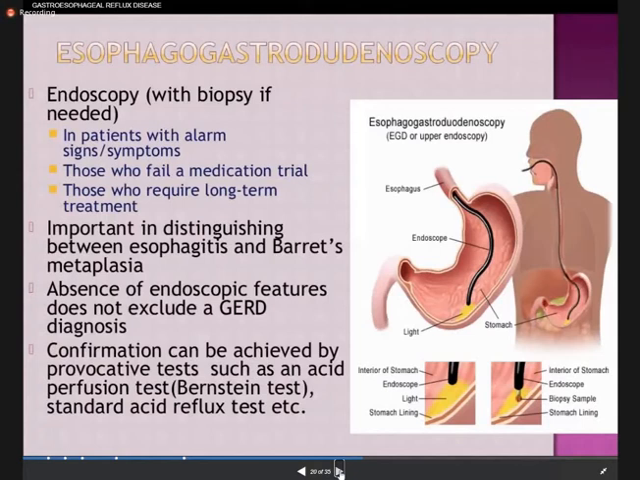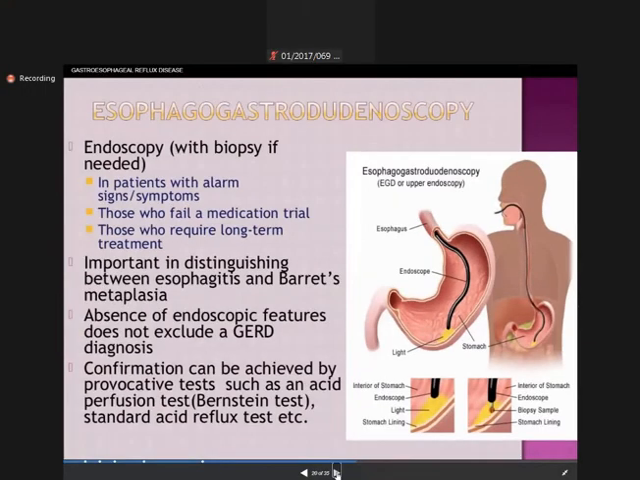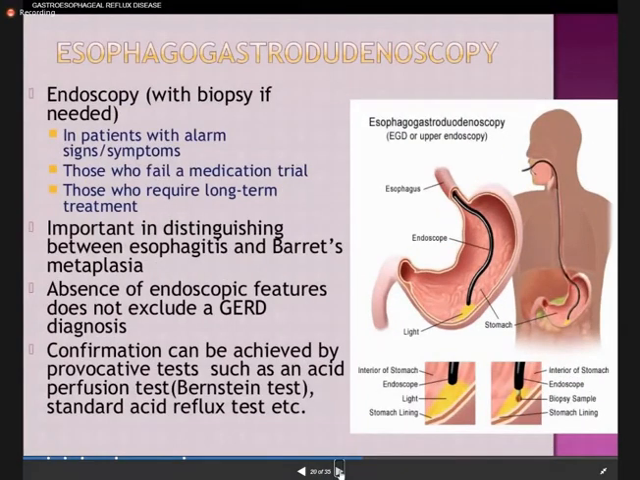Okay, so this is the endoscopy. In patients with alarm symptoms or signs, those who fear a medication trial, those who require long-term treatment, it is important for distinguishing between esophagitis and Barrett's metaplasia. Absence of endoscopic features of GERD does not exclude a diagnosis of GERD.